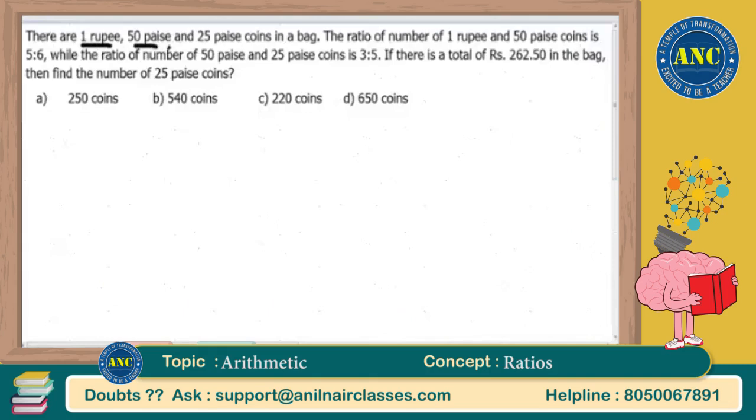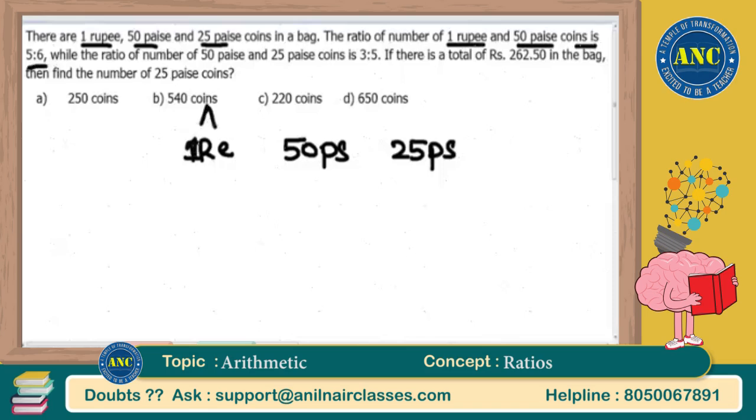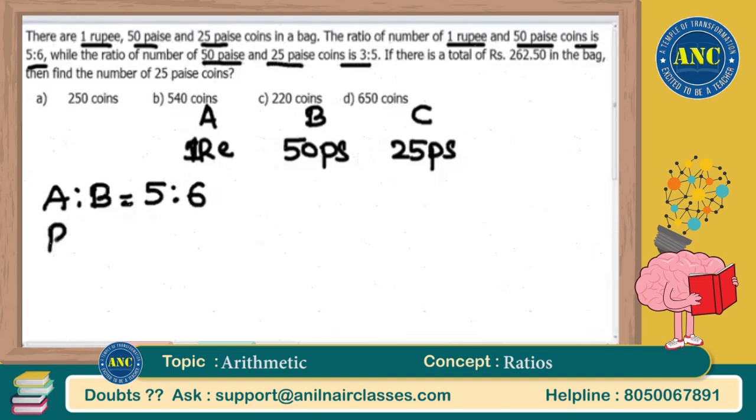There are 1 rupee, 50 paise and 25 paise coins in a bag. That means the only varieties of coins are the 1 rupee coin, 50 paise coin and 25 paise coin. These are the 3 denominations of coins. The ratio of 1 rupee and 50 paise coins is 5 is to 6. Suppose I call 1 rupee as A, 50 paise B, 25 paise C. A is to B is 5 is to 6, while the ratio of number of 50 paise to 25 paise is 3 is to 5. That means B is to C is 3 is to 5.